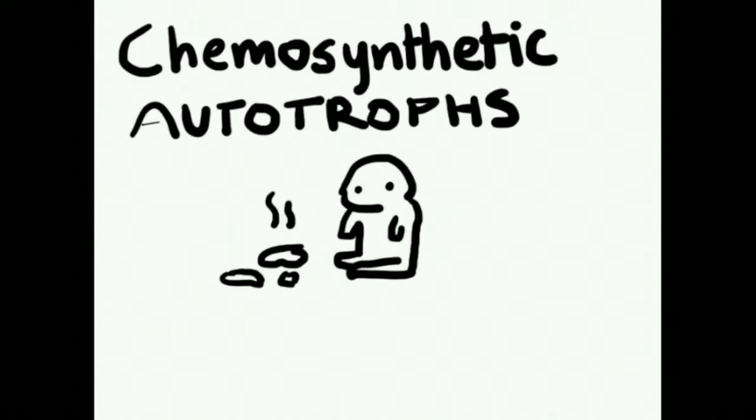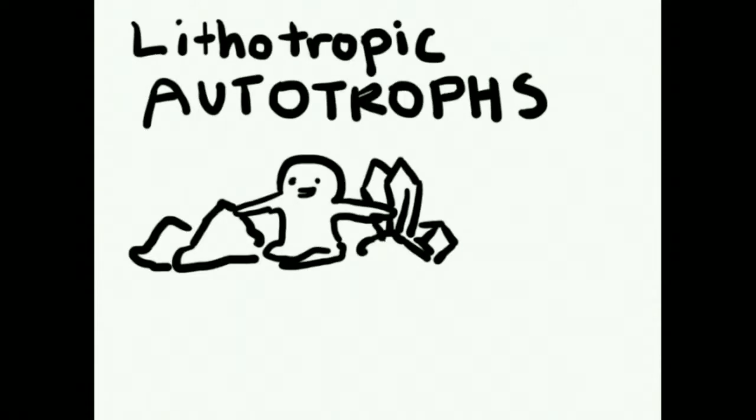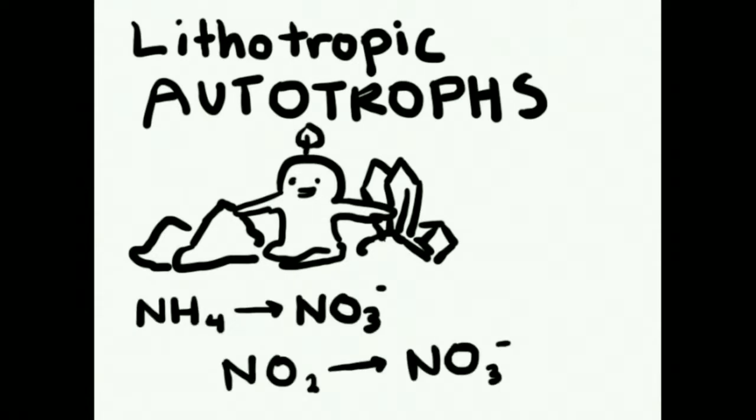Chemosynthetic autotrophs use inorganic materials such as hydrogen sulfide and CO2 and oxidize them, converting the inorganic compounds into organic compounds and producing energy and water. Finally, lithotropic autotrophs use inorganic minerals as carbon and energy sources. These microorganisms live in the ground and turn rocks into energy.